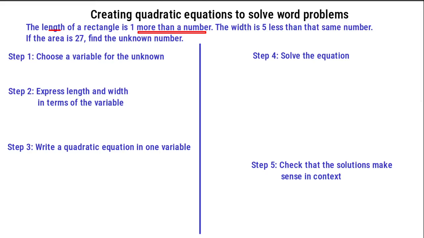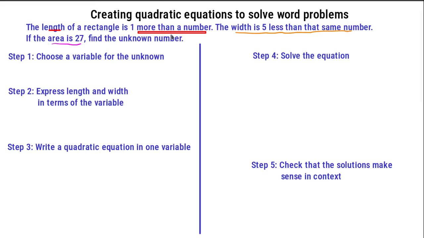And the width is going to be 5 less than that same number. And we know that the area is 27. So let's put all that together, find a quadratic equation, and solve it. So first step, we're going to choose a variable for the unknown.